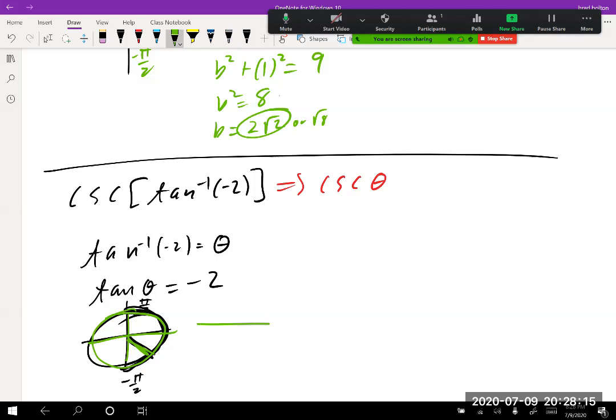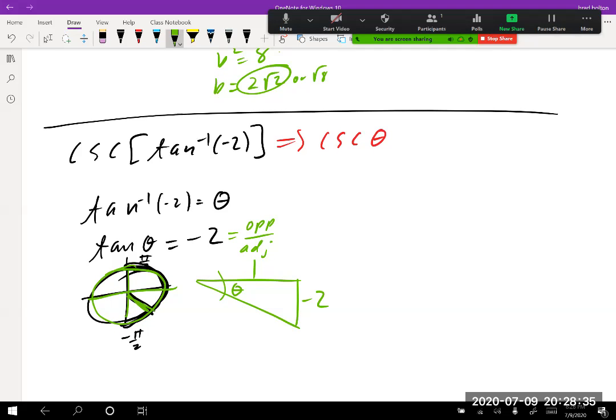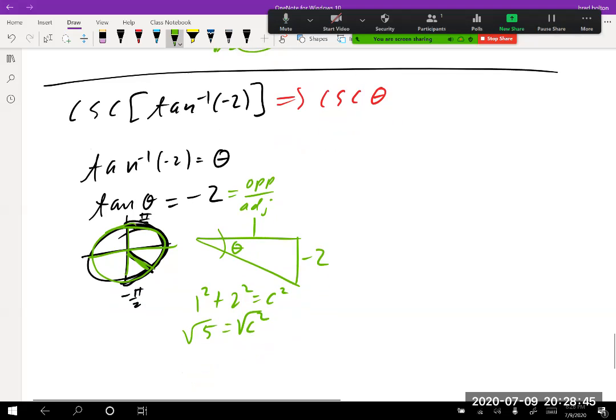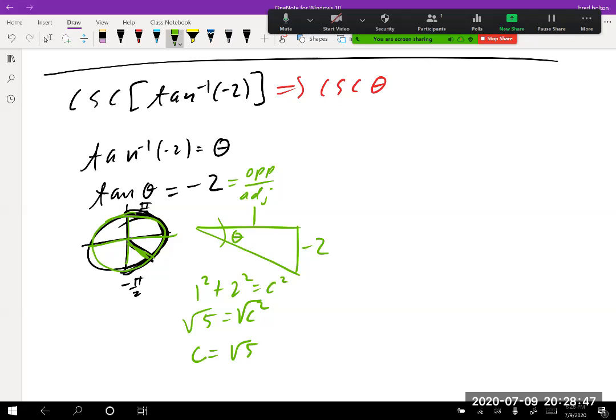So we're going to take this triangle. We're going to call this theta. And again, we don't know what it is, but we do know that tangent is SOHCAHTOA, opposite over adjacent. So the opposite side is -2. The adjacent side is 1. So that means we can do 1 squared plus 2 squared equals c squared. So this would be 4 plus 1 is 5 equals c squared. So square root, square root. So once again, we get c is equal to square root of 5. That's just a coincidence, okay? So I'm going to put a square root of 5 right here.